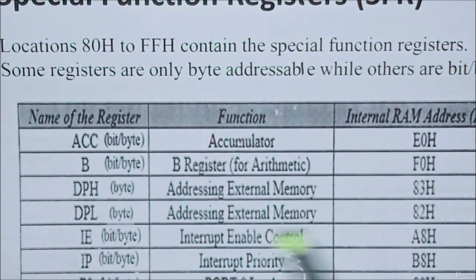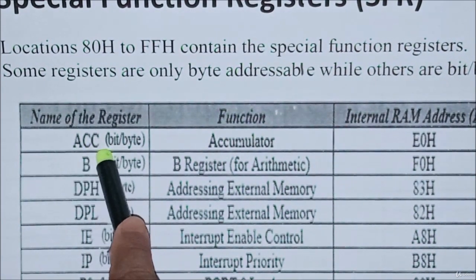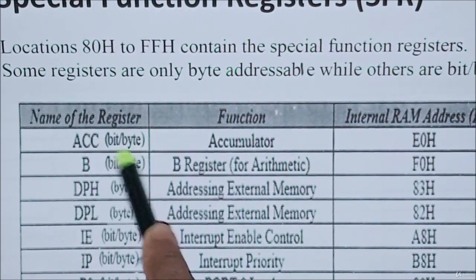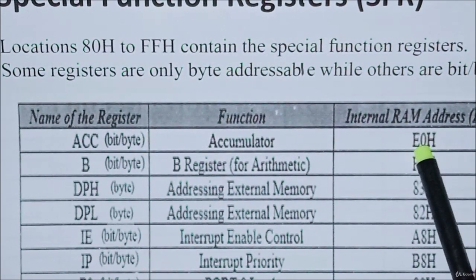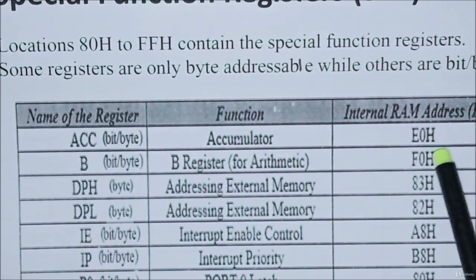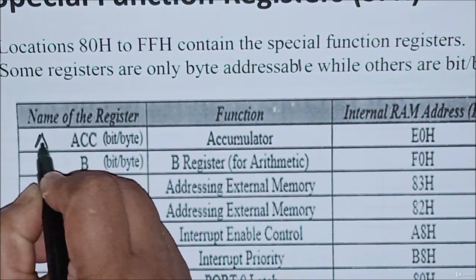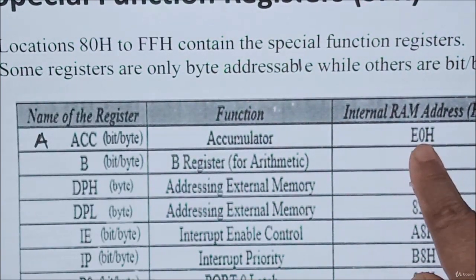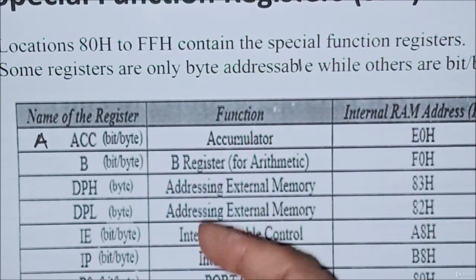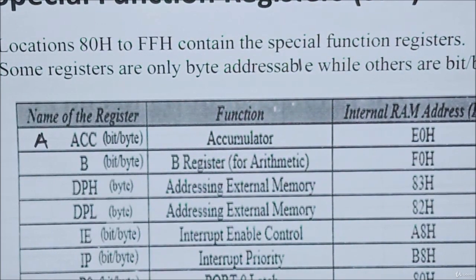Now the first register is accumulator. It is generally written as ACC, and it is bit as well as byte addressable. The address of accumulator is E0H. So in instructions, we can use accumulator as register A, or we can use the address of this register as E0H. For bit addressing, we have to use ACC, that we'll discuss.